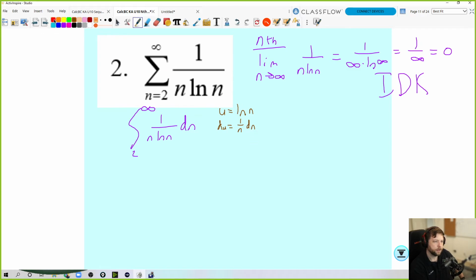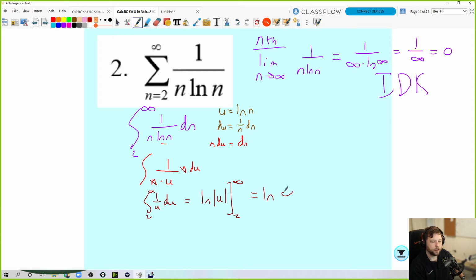And the way this class works, you want to isolate the dn, so I multiply by n on both sides, and dn is n du. So I plug that in for dn, so I go n du, and 1 over n times u down here from this and this. And then those n's cancel out. We get the integral of 1 over u du, which ends up being ln of absolute value of u from 2 to infinity.